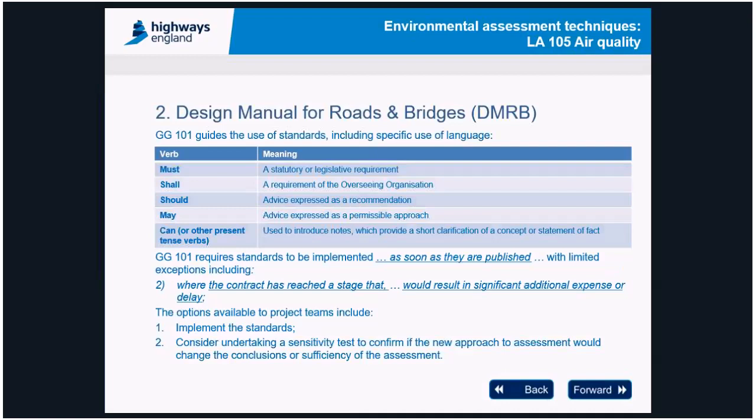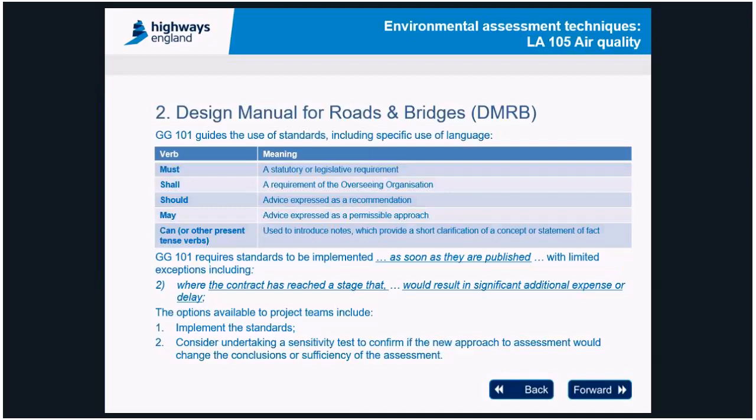I'm sure a lot of you will understand now how the DMRB is set up and the language that we now use. But for the benefit of everyone, I think it's useful to make you aware of the information on this slide. GG 101 is the reference document for all of the DMRB guidance. It uses specific language throughout the document so that it's clear what information is going to be a requirement and what information is expressed as advice.